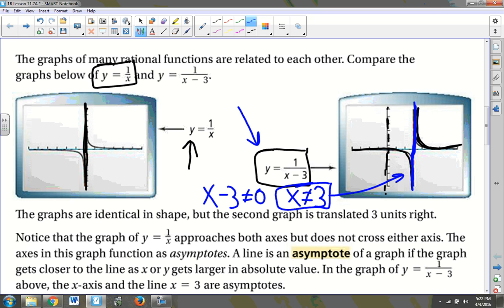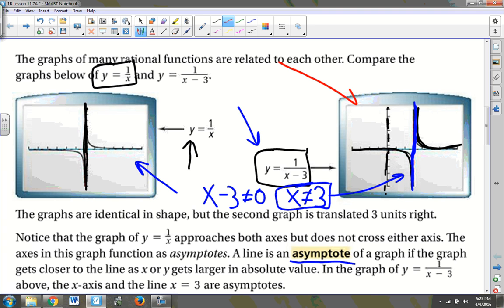Notice that this graph here, 1 over x, approaches both axes but does not cross either one. So that's what is known as an asymptote. An asymptote is a line on a graph that a function approaches, gets very, very close to, but is never actually allowed to cross.